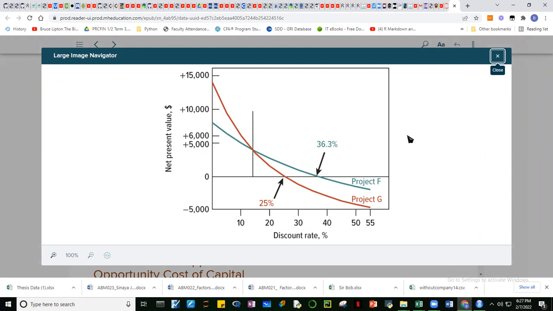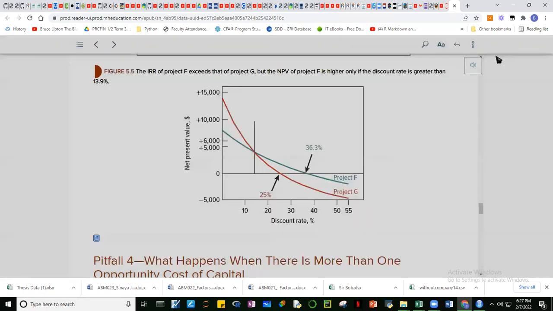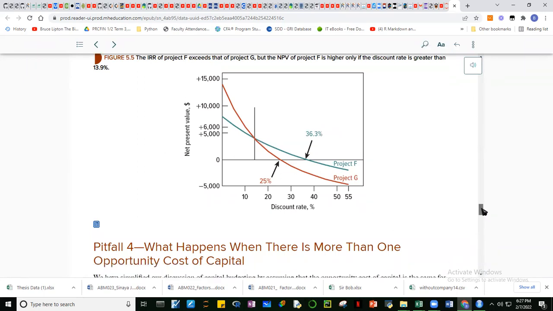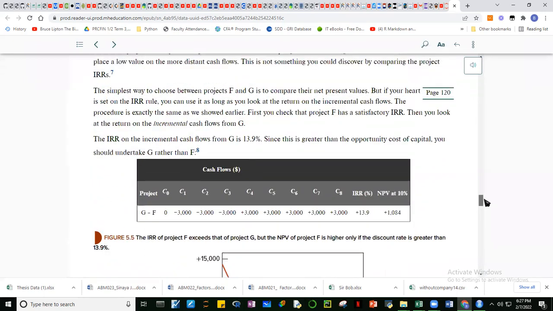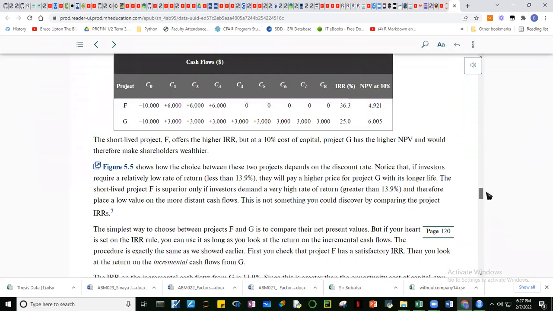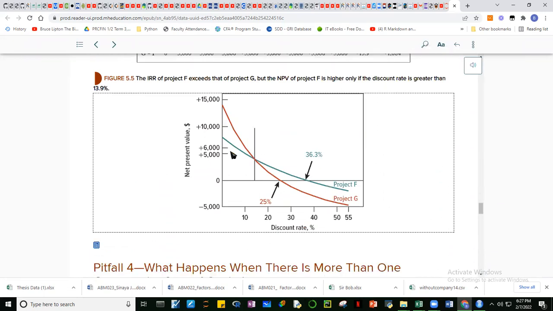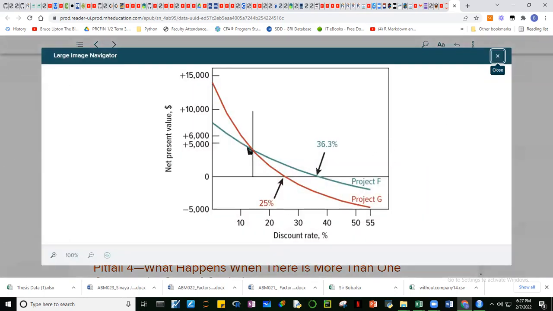Okay, let's take a look at this. Ano tong discount rate na to? What is that discount rate? Okay, sinabi ba dito sa example na to? Okay. 13.9 ba? 13.9% daw to. Okay. So let's take a look at this. 13.9. So what does this NPV profile tell us?